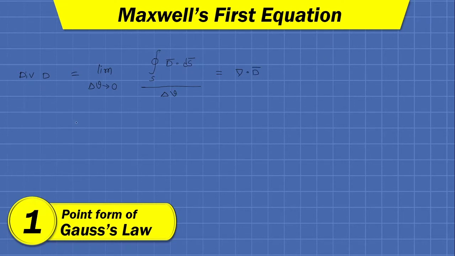We have also derived how to calculate such divergence, and in the Cartesian coordinate system we can calculate it by partial differentiation. So we will partially differentiate the x component of flux density with respect to x, plus the y component of flux density with respect to y, and the z component of flux density with respect to z.